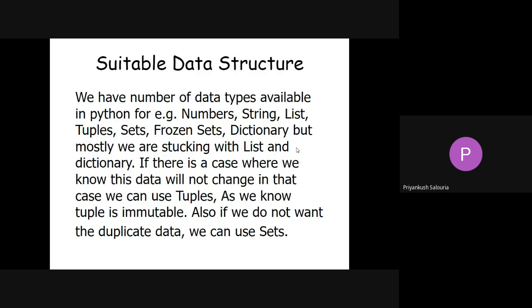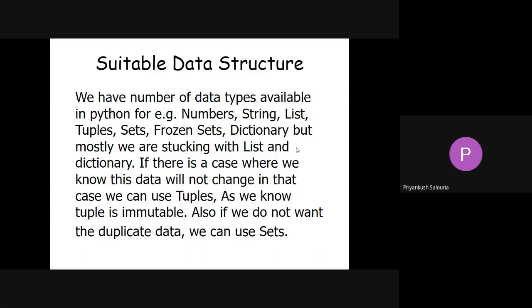You might have seen an example. For example, when we are making a database connection using Python and we are fetching some data from the database, you might have seen that the data comes in the form of tuples. Because if we are fetching data from a database, it is necessary that nobody is able to change that data. The data should come as it is in the database.